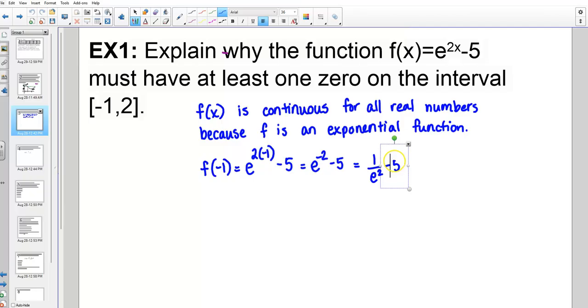Now if I take 1 and I divide it by e to the second, which is like 2.718 to the second, give me a ballpark for that number. What's it going to be close to? Or between?